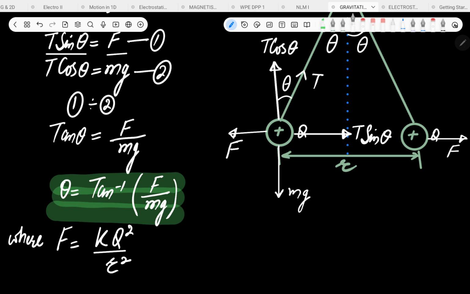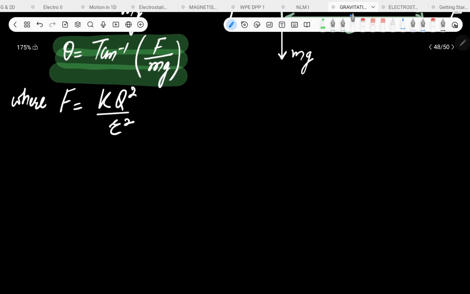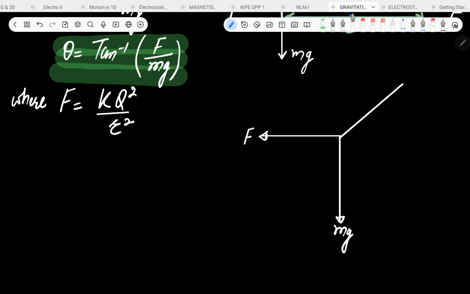Number two, I am in search of this T, the tension in the string. Let me again make this free body diagram. There are three different forces on this particle. One force is towards the right, equal to F, and towards the left, F. In the vertically downward direction, there is a force equal to mg. And at an angle, there is another force like this, which we call tension in the string.